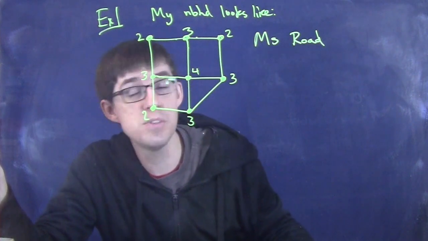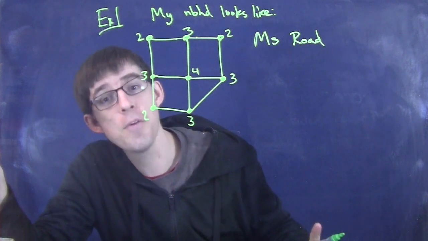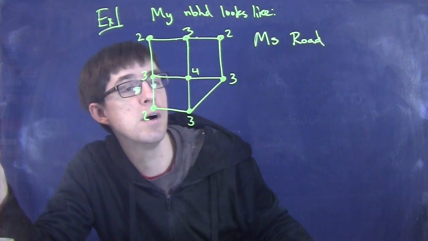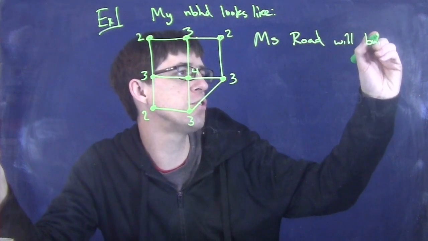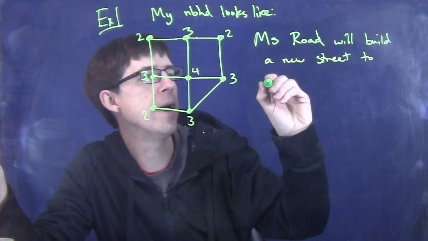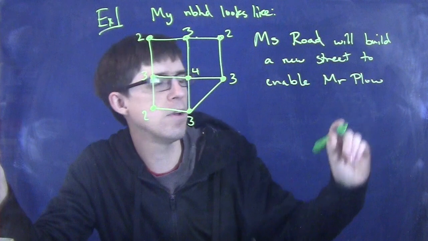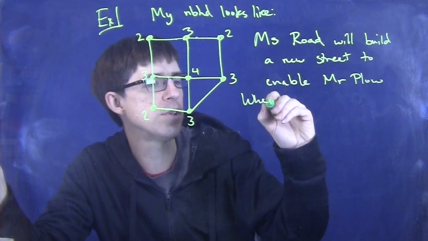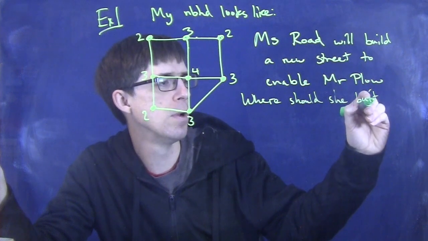Let's say she wants to do something nice for Mr. Plow, and create a new street in this neighborhood simply for the sole purpose of making it possible for Mr. Plow to live his dream of driving each street exactly once. So Ms. Road will build a new street to enable Mr. Plow to do his thing, which is drive along each street exactly one time without repeating any. The question is, where should she put the street? Where should she build the new road?